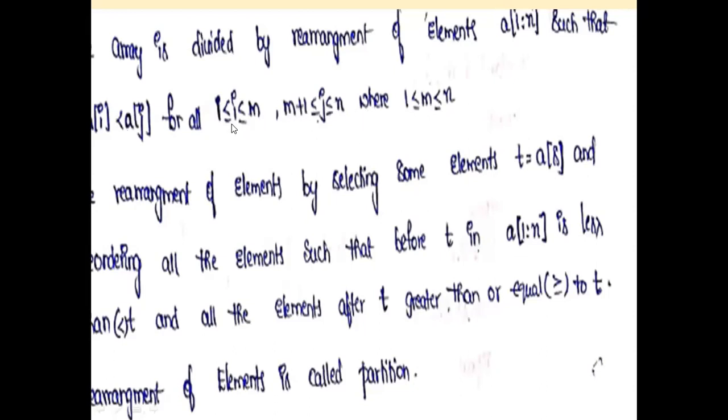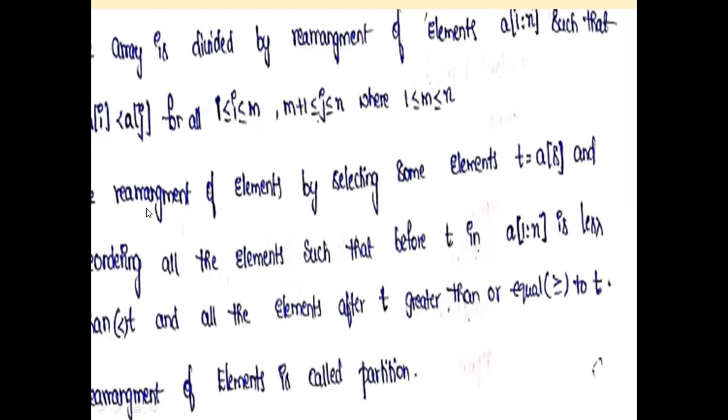Here the array is divided at position m. a of i means an element present between 1 and m, and a of j means an element present between m plus 1 and n. The array is divided into two subarrays at that position.